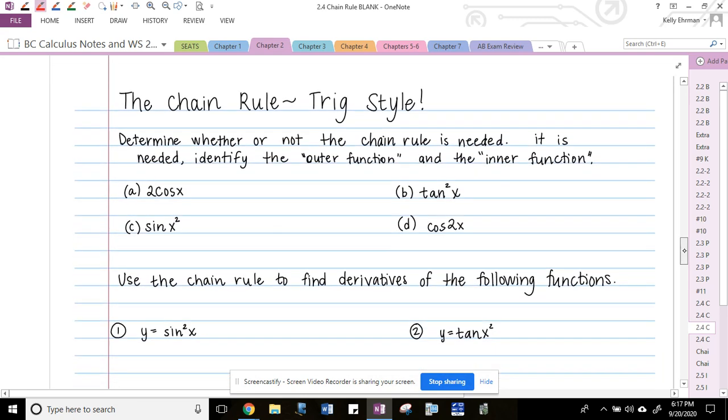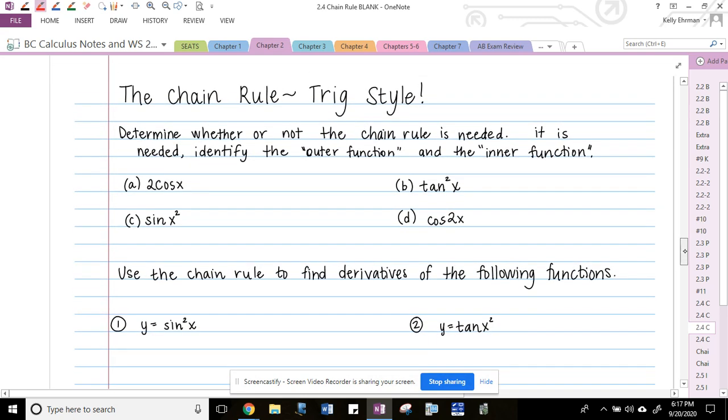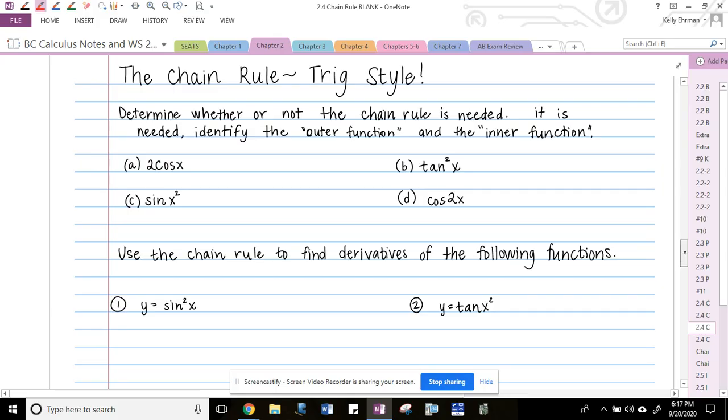What about trig functions? Those don't go away. So we still need to, if you haven't started studying your trig derivatives, you need to start doing that. But we need to determine first if we're looking at a trig function that needs chain rule or not. So remember, you need an outer and an inner function. If I just have 2 times cosine of x, I don't need chain rule to take that derivative. The derivative, let's just call it y prime, would be -2 sine x.